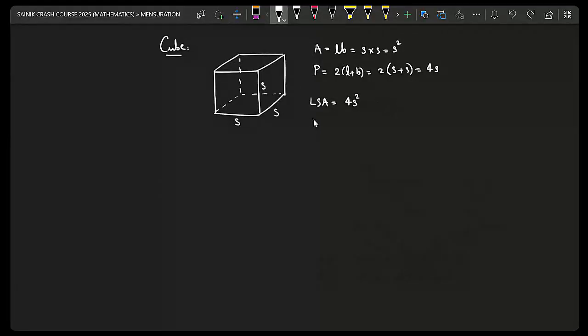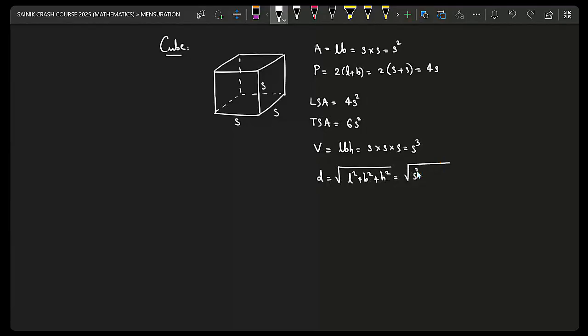And total surface area. What is total surface area? All the faces you have to consider. So how many faces are there for a cube? There are 6 faces, and every face has S square area. So total surface area is 6S square. And then volume. Volume of the cuboid we said LBH. So in place of L you use S, B also S, H also S. So it's going to be S cube. Now diagonal. The diagonal formula we already derived, that is square root of L square plus B square plus H square. So everywhere you use S.